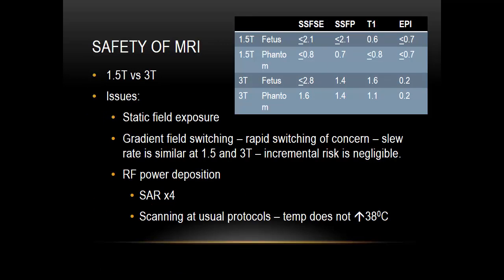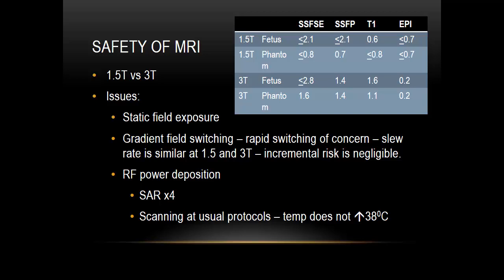How about 1.5T versus 3T? In terms of safety, you're worried about the static field exposure and the RF power deposition. And if you use gradient fields, you're rapidly switching, and that's of concern as well. But even though the SAR is 4 times, at the usual scanning protocol, your temperature doesn't rise greater than 38 degrees Celsius. And so you could use 3 Tesla.